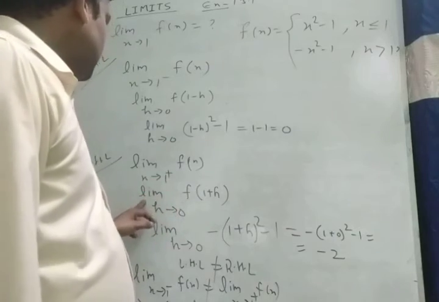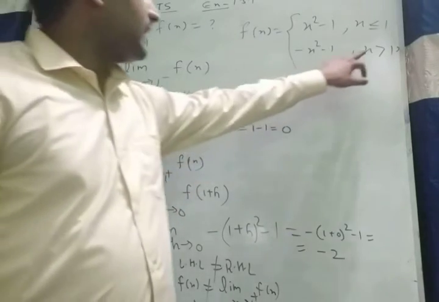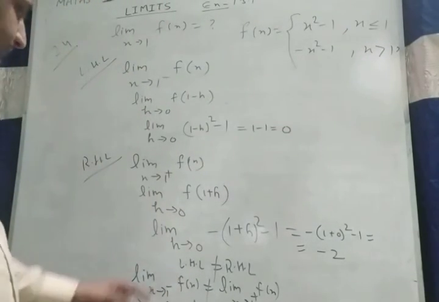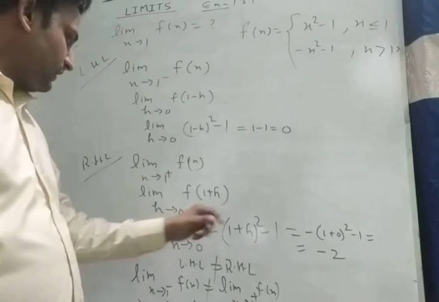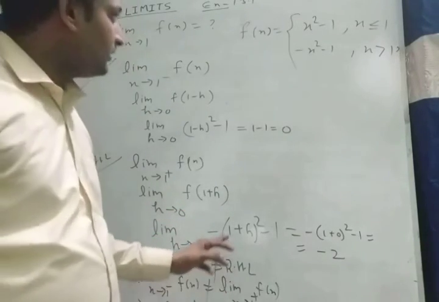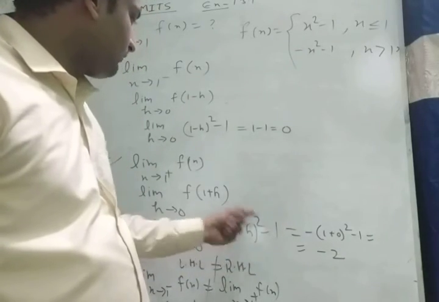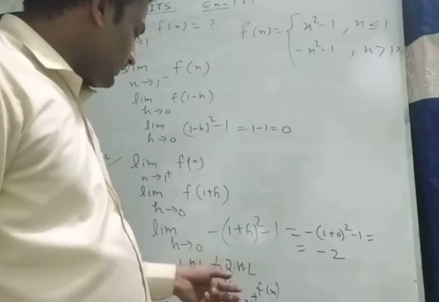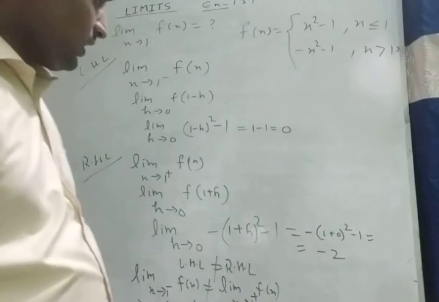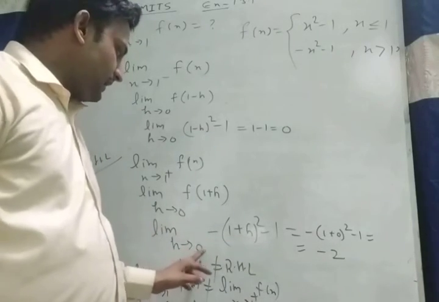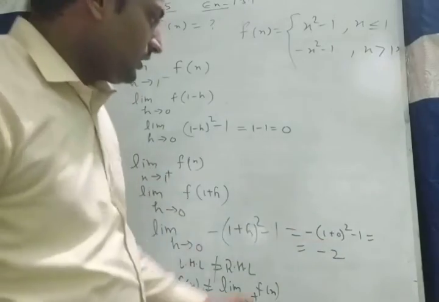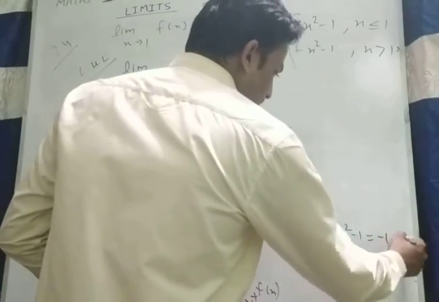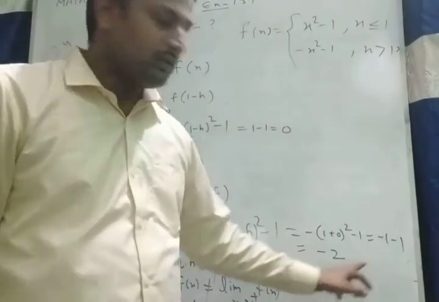Now the right hand limit x tend to 1 plus f(x), and for x greater than 1, the function is minus x square minus 1. So we can write limit h tend to 0 f(1 plus h). Limit h tend to 0 is minus x square, so in place of x is 1 plus h, so we can write minus (1 plus h) whole square minus 1. Now we have to put the limit. If h is equal to 0, here is 0, now squaring, we get 1. Now we write minus 1, that is equal to minus 2.